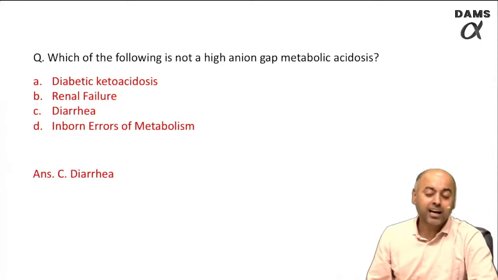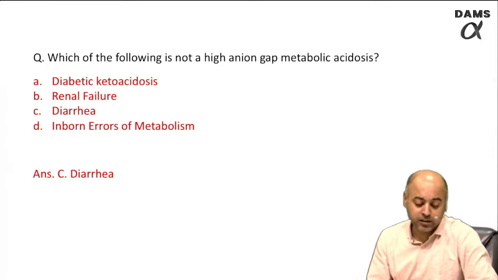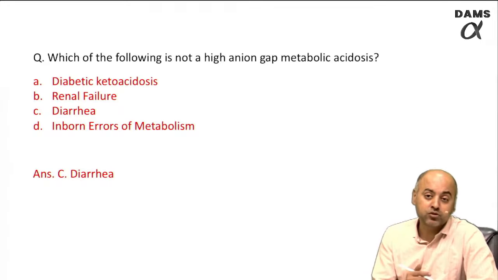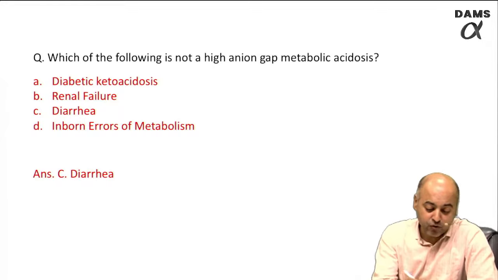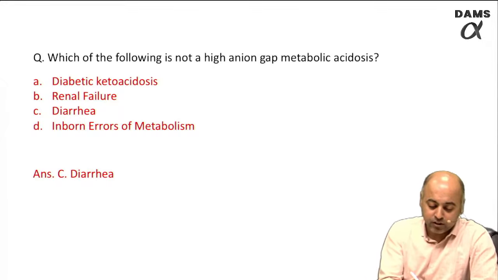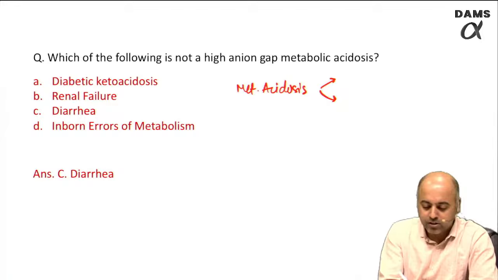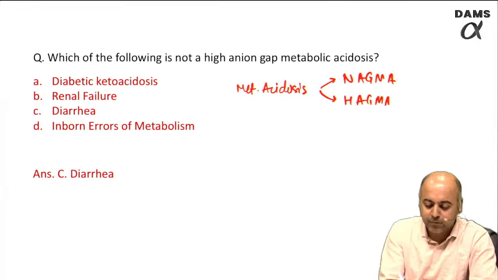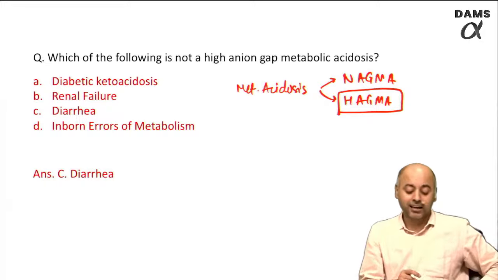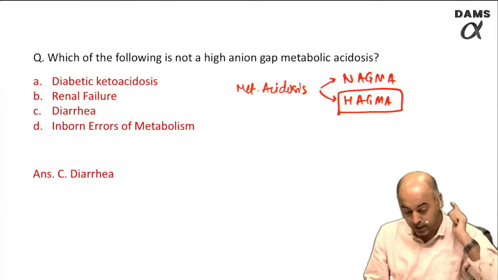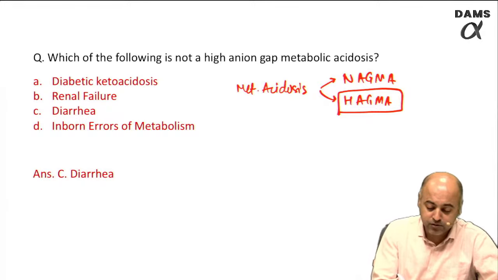Now sometimes you can have a question on the high anion gap metabolic acidosis conditions as a straightforward question. What you have to understand when we talk about metabolic acidosis is that we have two conditions. One is the normal anion gap metabolic acidosis, second is the high anion gap metabolic acidosis. There are very characteristic conditions where the high anion gap is seen, but the underlying concept is very important.